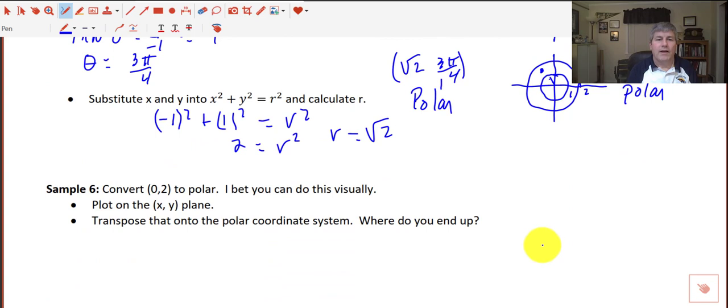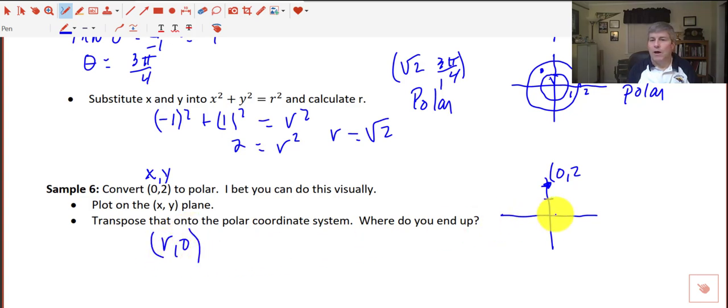Our final sample, we want to convert 0, 2, our x and our y, to polar. I bet you can do this visually. If we plot our x and our y, we're going to be up here at 0, 2. We want an r and a theta. Well, our r value here, this length from the pole or from the origin, is just 2. So our r value is going to be 2.